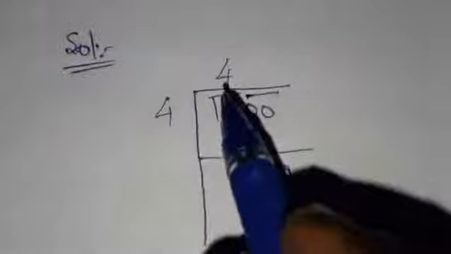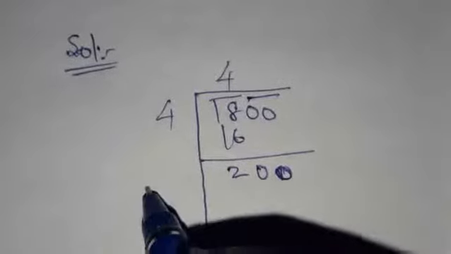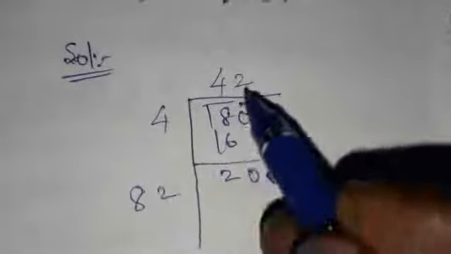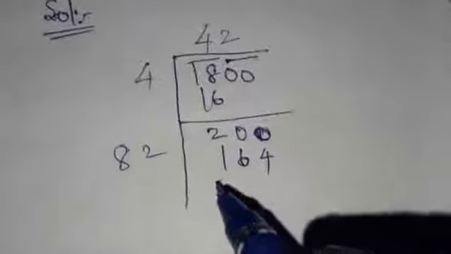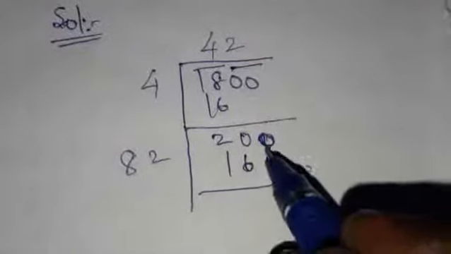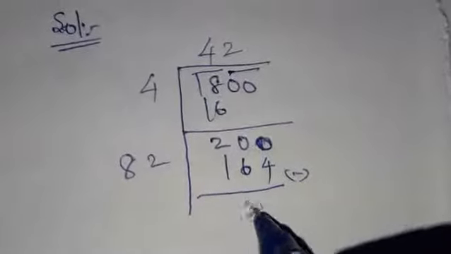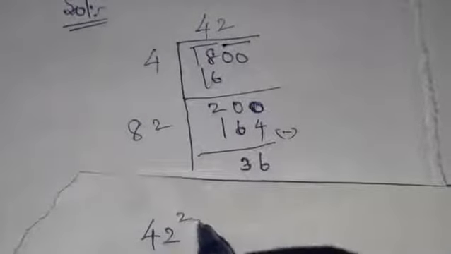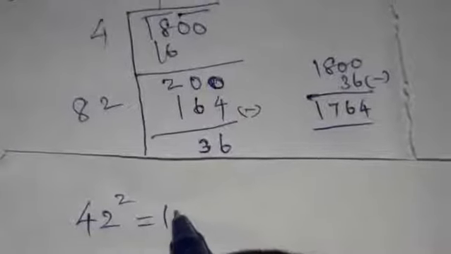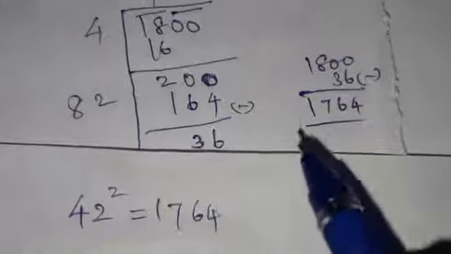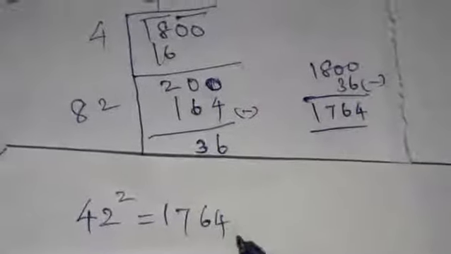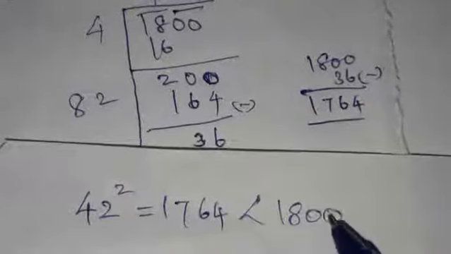After that, we have to multiply the quotient by 2. 2 4s are 8. When we multiply by 2, 2 2s are 4, 2 8s are 16. When we subtract 164 from 200, we can get 36. So we have understood 42 square equal to 1764. When we subtract this remainder from the number, we will get 1764, which is less than 1800.